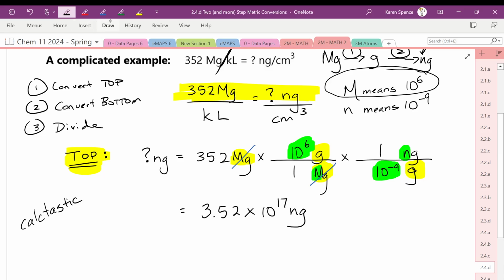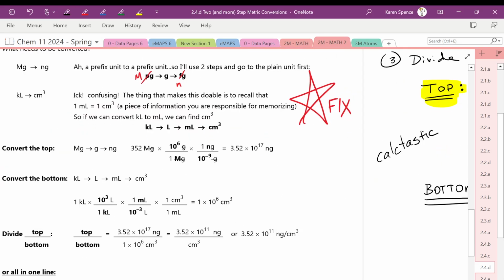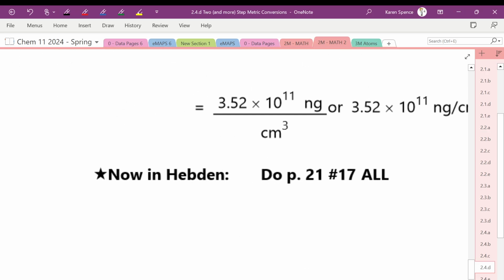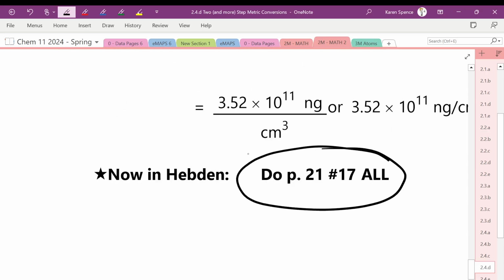All right, we've done the top. Let's do the bottom. And by the way, if you're wondering what your homework is going to be, because we might run out of time right at the end, you're going to do page 21, number 17, all in Hebden.